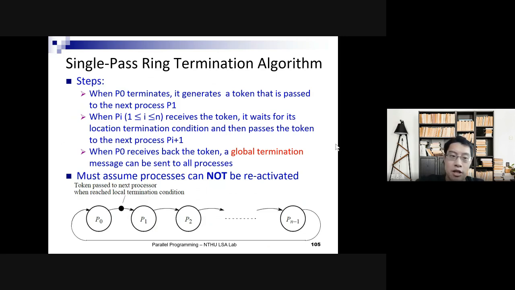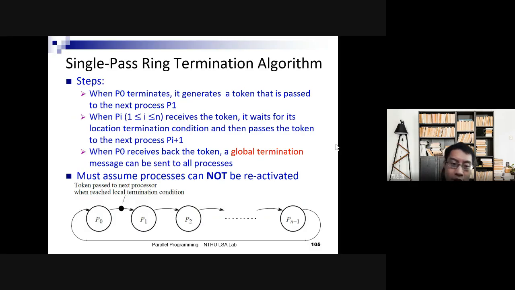So how can you solve it? One of the solutions is called the single pass ring. This is probably what you could imagine. It's a naive solution. However, it can only satisfy the first condition, by checking the local termination condition. It cannot solve the second condition about the in-transit messages. But let's first look at the single pass solution, and then we will introduce the dual pass ring algorithm, which can address both conditions.